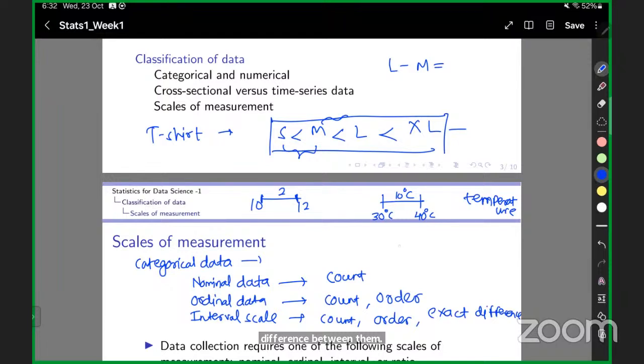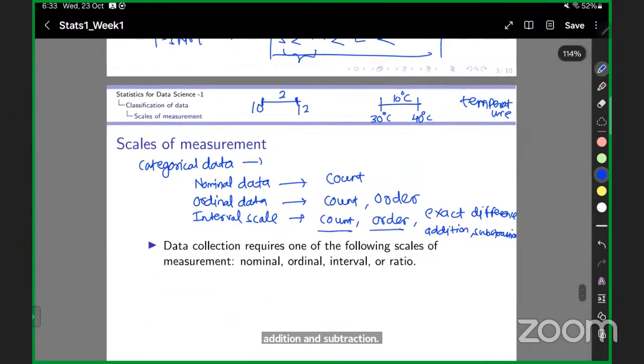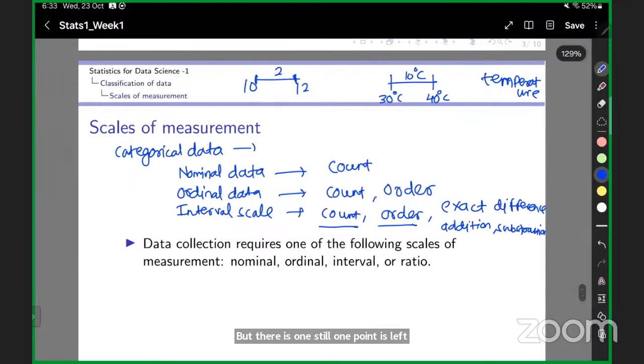So basically we had this count. We can do the ordering. Now we can actually do addition and subtraction. But there's still one point left, that we can't multiply or divide. The reason is because there's no reference in this, right? So there's no true zero present in interval scale.